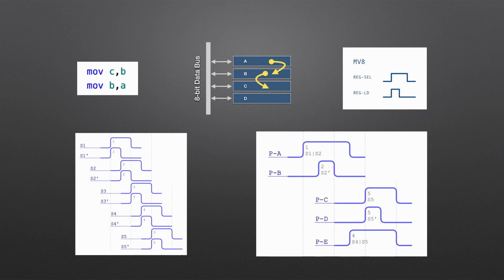Effectively it's counting up. The S-dash pulses come on one after another, whereas the non-dash pulses last twice as long and overlap. If you compare the state machine diagram on the left with the sequence pulses on the right, you can see pulses are simply made up from state machine outputs. In our simple case of the move instruction, pulse C is taken directly from S5 and pulse D from S5 dash. Pulse E is one that combines outputs S4 and 5 in this case to make a longer pulse.